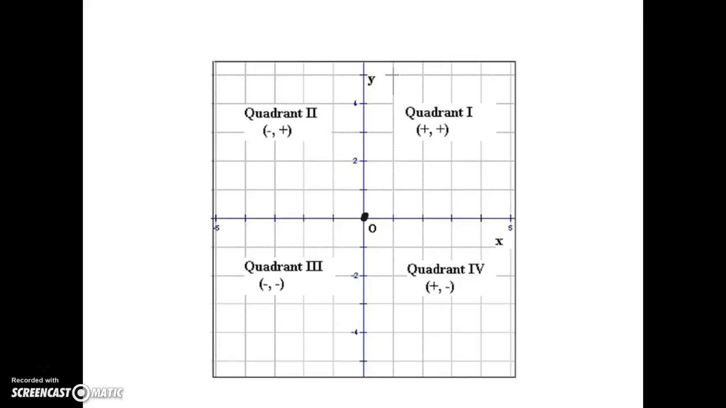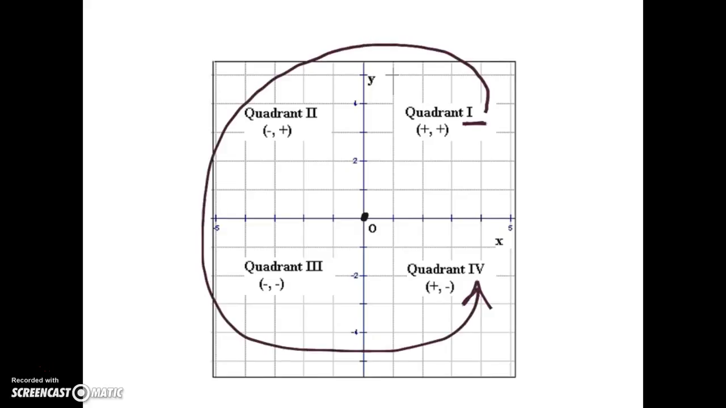Here we have four quadrants labeled, and it's going to be really important that you be able to identify these four quadrants. The easiest way to do this is to remember that quadrant 1 is in the upper right-hand corner, and then it goes counterclockwise from that. So we start at quadrant 1, and we're going back around this direction, okay? And you're counting in order.